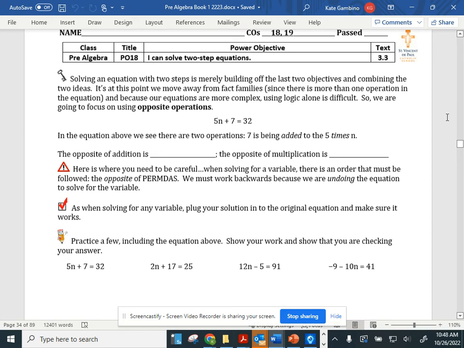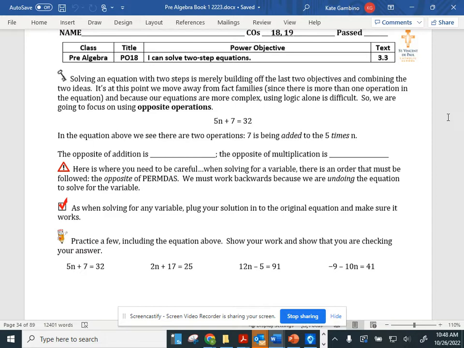Good morning. Today we are finishing up with Unit 3. This is our last objective of Unit 3, PO18. It is a PO, it is a power objective. It is important. I can solve two-step equations.